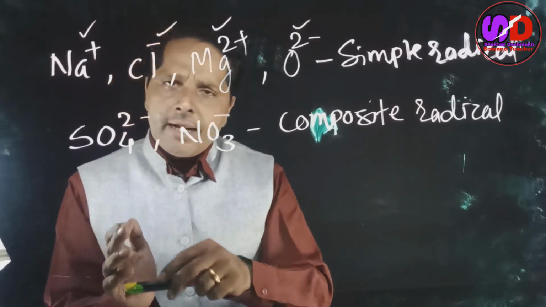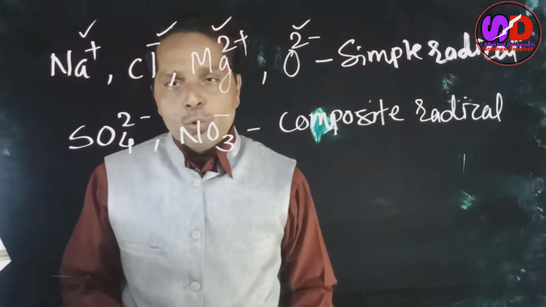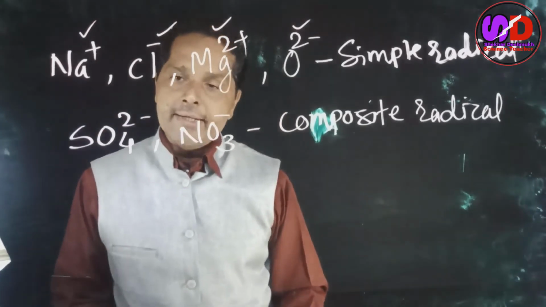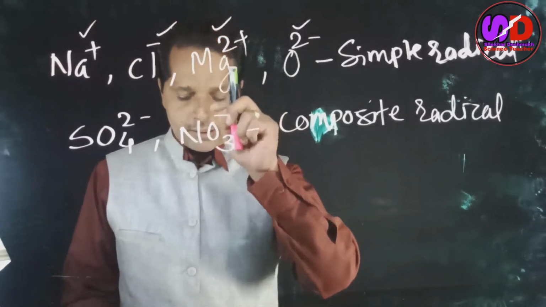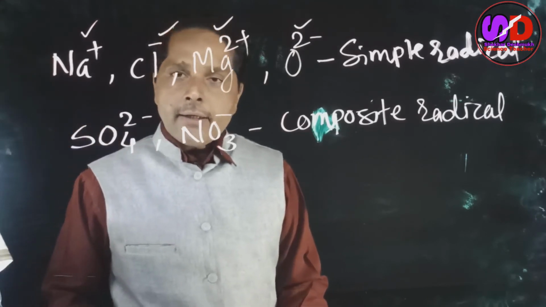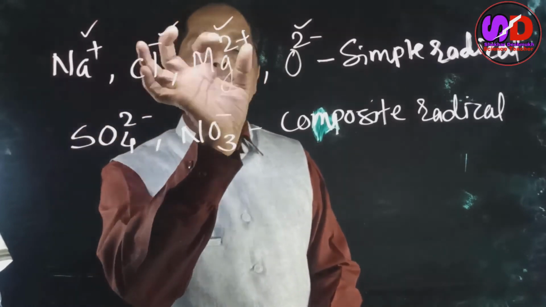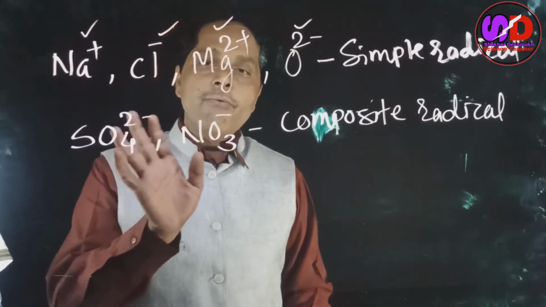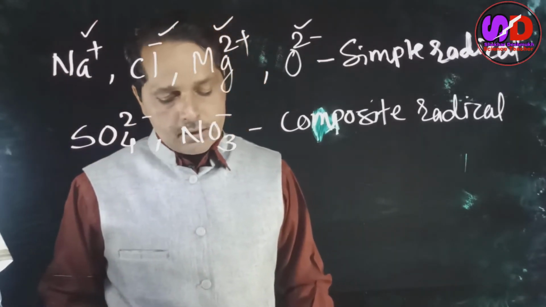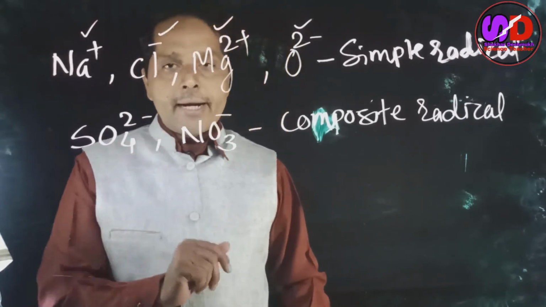But we again classify these radicals into two groups: simple radicals, and all these four are simple radicals, and composite radicals. The amount of charge shown on the top is the valency of that simple or composite radical. So this is about the two types of radicals.